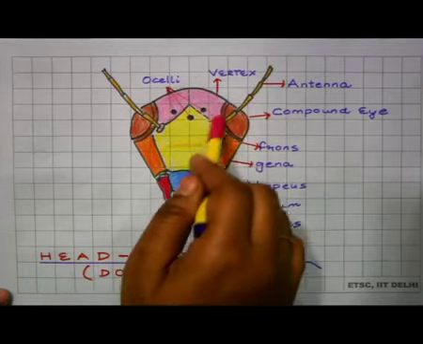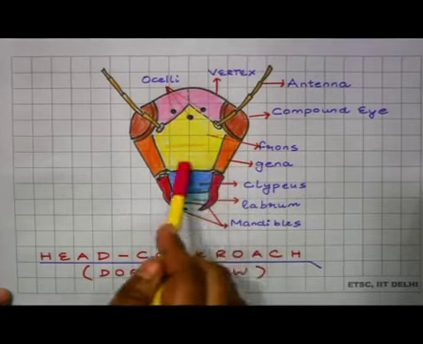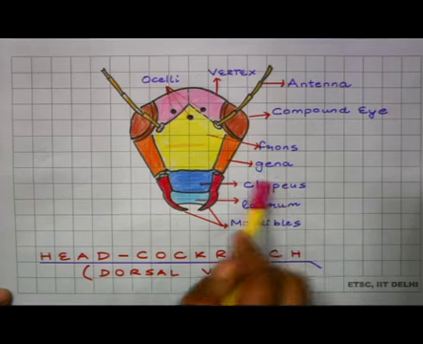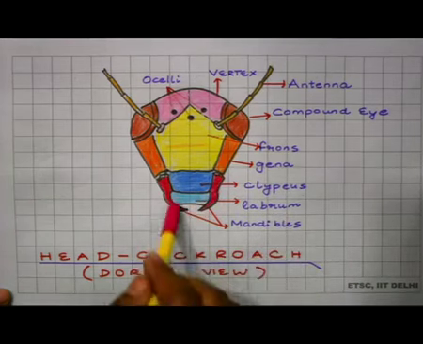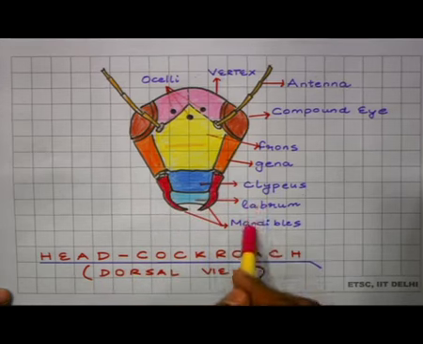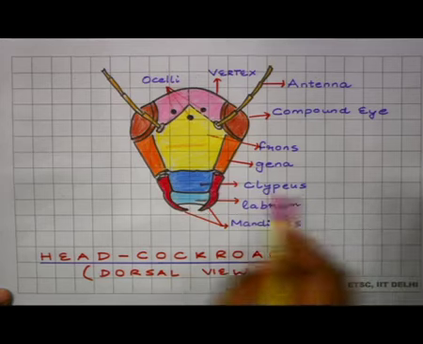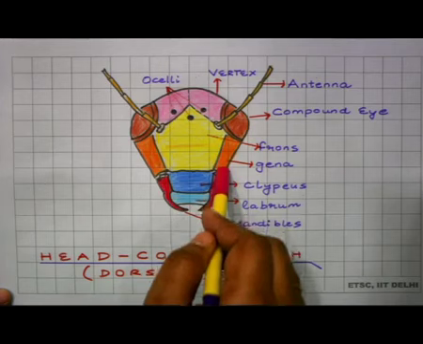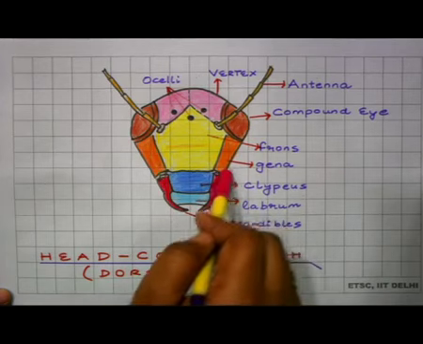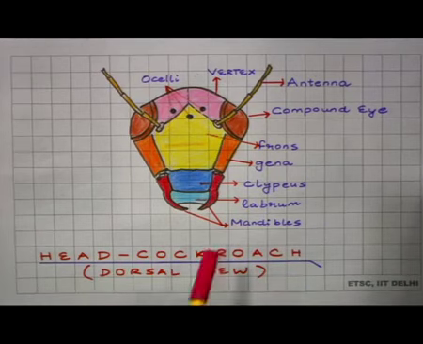The top region is known as the vertex, below which is a frons, and below which is the clypeus, and anterior to this is the labrum, and on the side you can see a pair of mandibles. These two comprise the mouth part, which we will study in our further session, and this region between the compound eye and the clypeus is known as the gena. So, these are the different parts of the head region of cockroach when we view it dorsally.